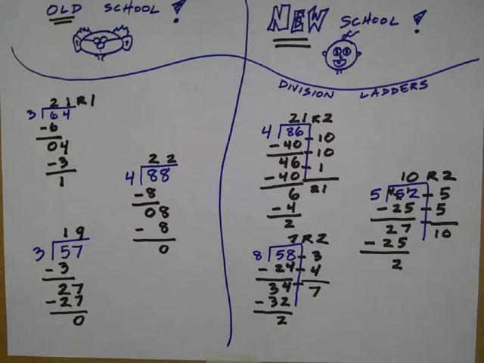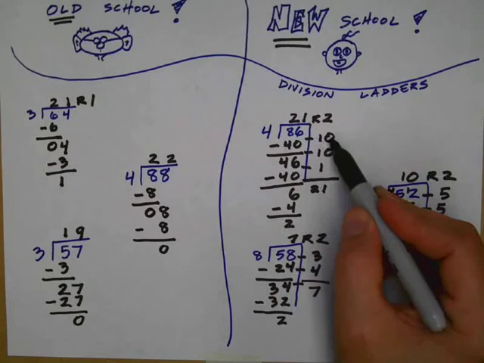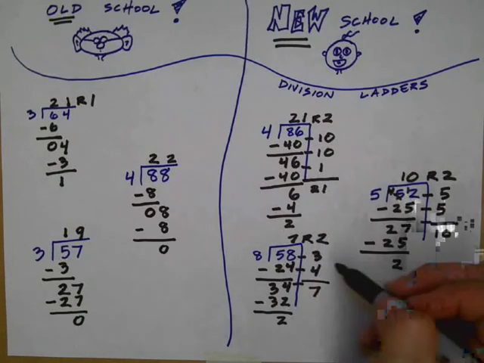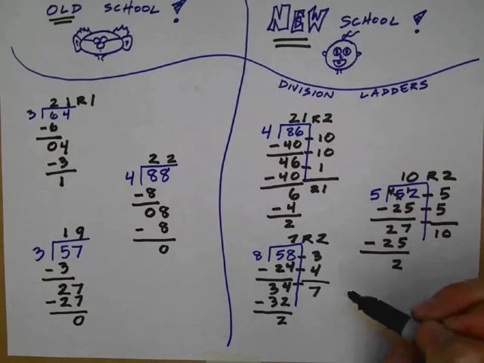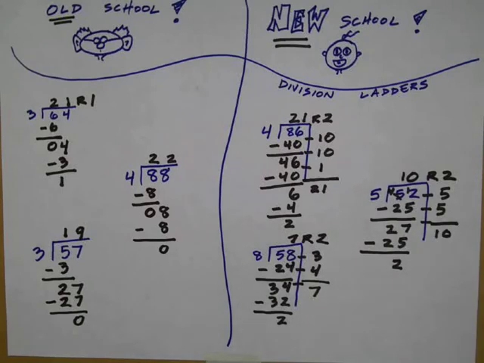Now, I encourage you parents to help your kids any way you feel comfortable. If they are comfortable with new school, maybe they can help teach you division ladders to help make your life easy. This works for all size problems and really is a nice way to help kids. Notice I didn't use any facts bigger than 10s, 5s, 3s, or 4s. You can stay with whatever you're comfortable with. So I hope this helps.